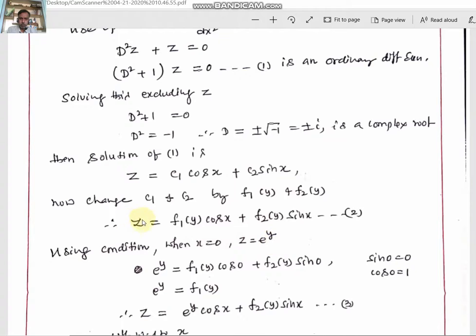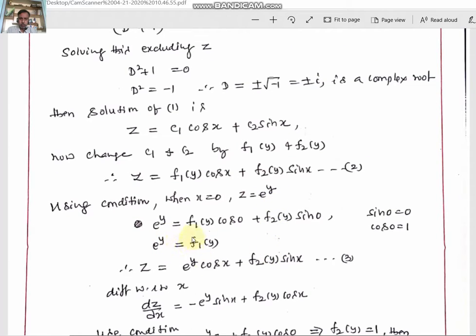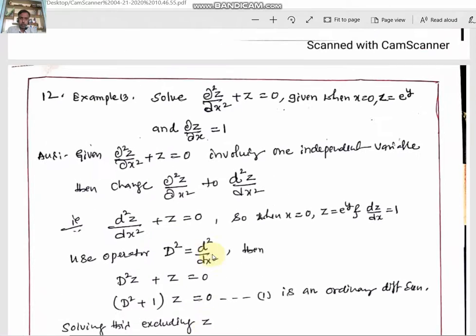So put z equal to e to the power y and x equal to 0 in cos x and sin x. Then we will find that it is f1(y) cos 0, which is 1, plus f2(y) sin 0, which is 0. So f1(y) value is e to the power y. So you got f1(y) value as e power y. Next, to find another value, the f2(y) value, what is the condition given in the data?